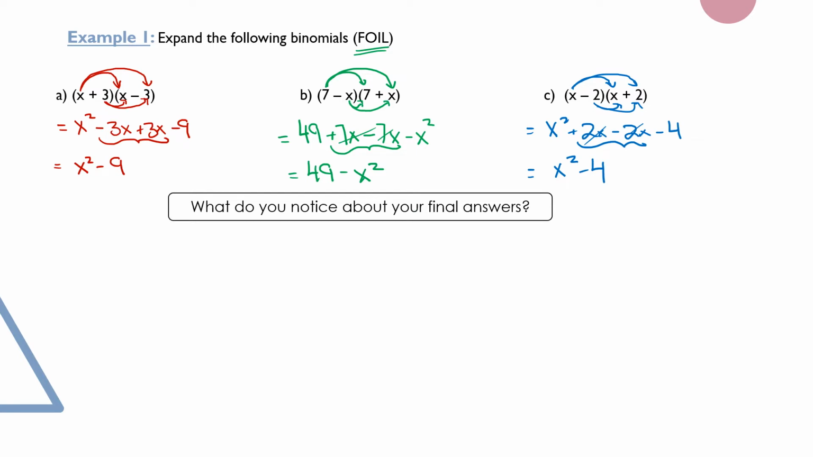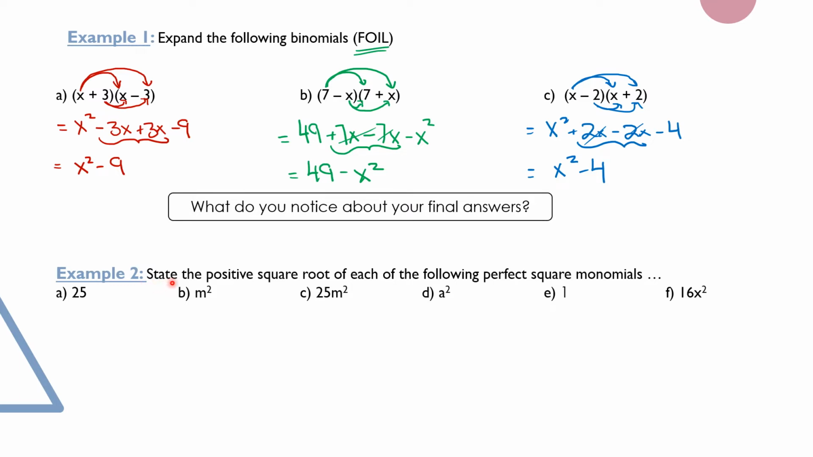What do you notice about your final answers? So what we noticed here was that in each case, the two middle terms canceled out because we had one plus and one minus. So our final answers just have two terms left in them. And both of the two terms that are left are perfect squares: x squared is a perfect square, and the other number that we were left with is also a perfect square. 4, 49, 9, those are all perfect square numbers. So our answers are all perfect squares.